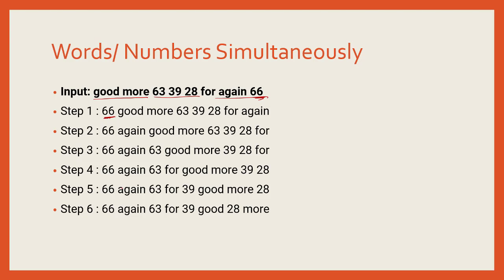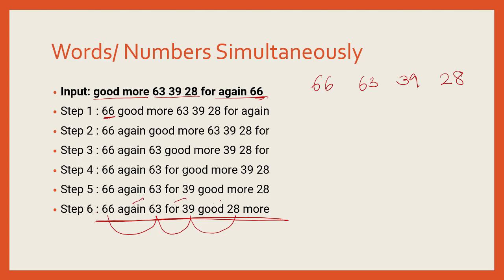Okay, so the trick to identify the pattern in an input output question is to first look at the output string. What has happened here? If we look closely, we see numbers 66, 63, 39 and 28. They have been arranged in the decreasing order. So our input string has 4 numbers. If I arrange in decreasing order, they are like this. And if we look at words, again, for, good, more. So words in the alphabetical order are again, for, good, more.